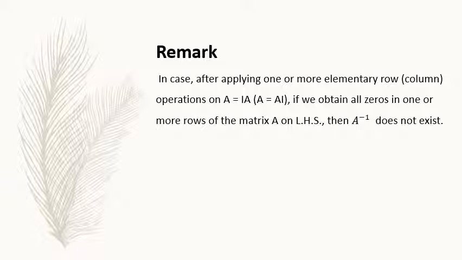Here a remark. In case after applying one or more elementary row or column operations on A equal to IA, if we obtain all zeros in one or more rows of the matrix A on the LHS, then A inverse does not exist. So all square matrices need not have an inverse.